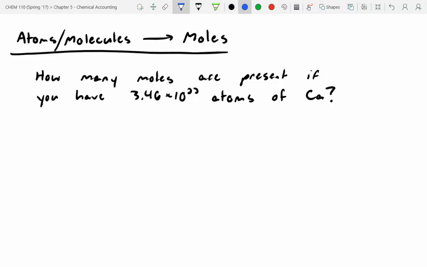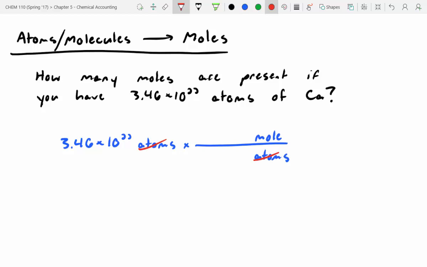So the only thing that we're given is that 3.46 times 10 to the 22, so we know we start with that. And we know that the unit in this case would be atoms of calcium. So we need to cancel out atoms, so I'll put atoms on the bottom. And the unit we want is moles, so I'll put moles on top. That's good because we cancel out atoms and we get our desired unit, right? Question is, what number do we need to plug in and where should it go?